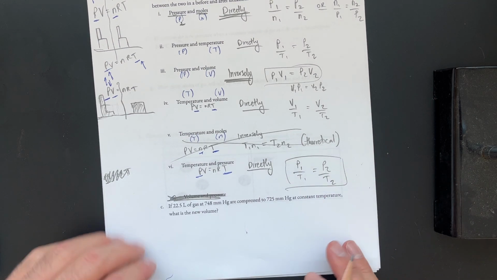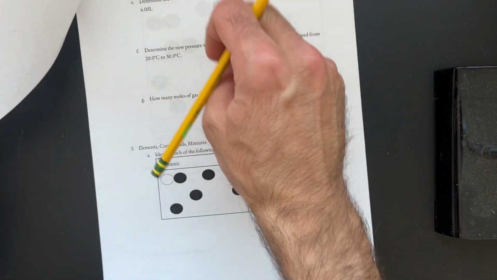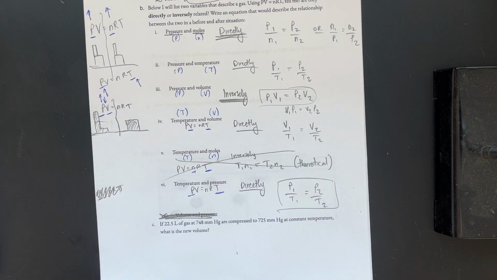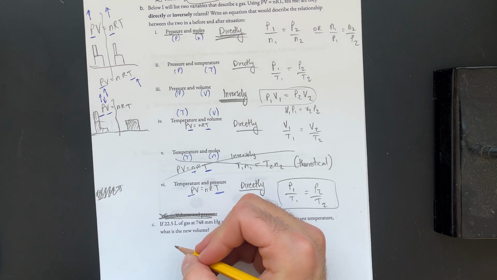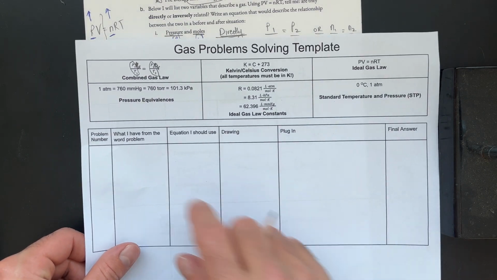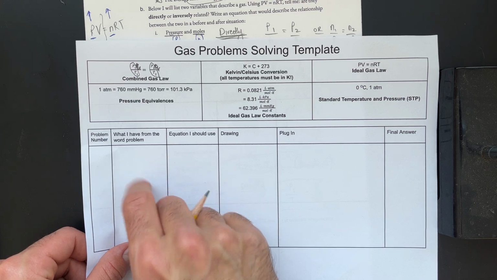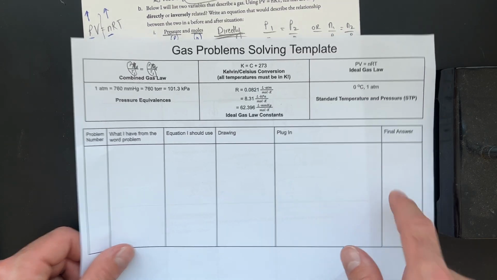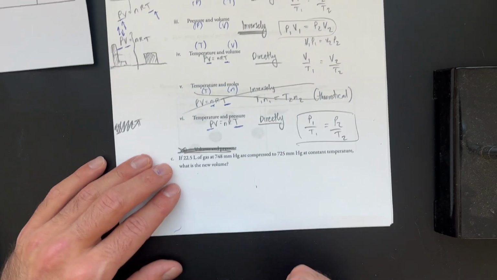Okay, so then here we got some equations which we're going to use. Basically, I'll do one of them for you guys. I want you guys to note this. Whenever you're doing these, go through my little gas problem solving template. If you ever get stuck, first, just write out what did I get from this problem, what equation should I use, draw it out, plug it in, and then give me your final answer. So let's go through that.